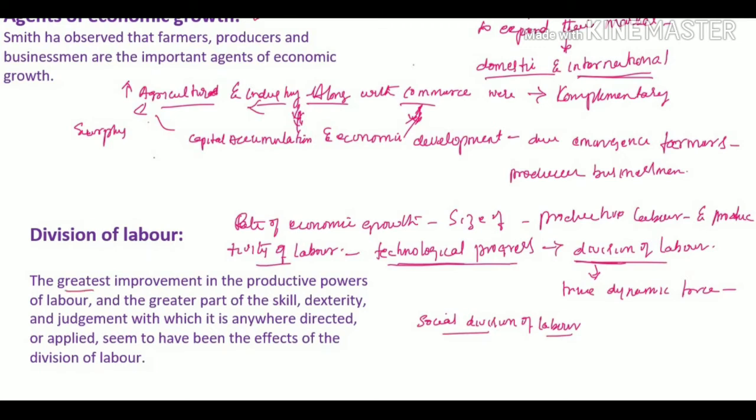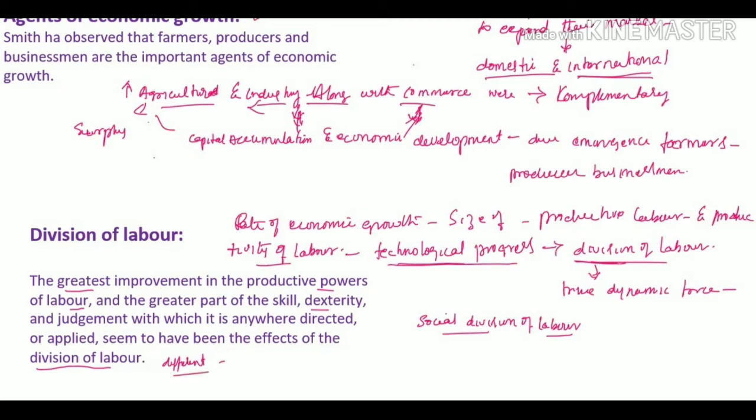Here we can see the greatest improvement in the productive powers of labor, and the greater part of the skill, dexterity and judgment with which it is anywhere directed or applied, seem to have been the effect of the division of labor. It is the process by which different types of labor, which produce goods to satisfy the individual needs of their producers, are transformed into social labor, which produces goods for exchanging them for other goods.